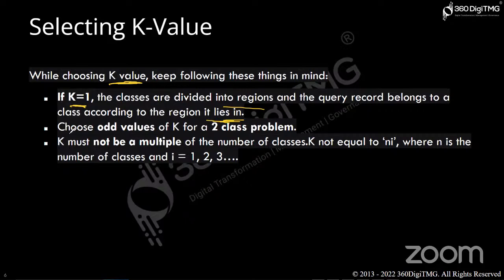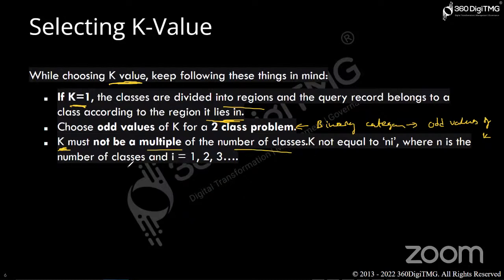And if you are having a 2-class problem, a binary category, then the k value to be chosen should be an odd value. Odd values of k should be chosen. Also, if we are having k classes, this k value should not be a multiple of the number of categories we are having.